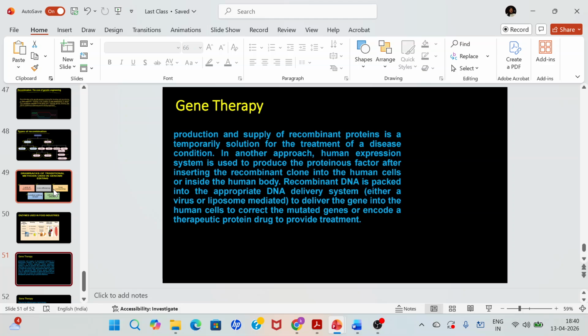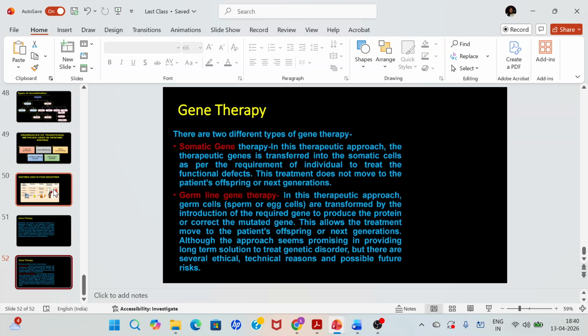Okay, gene therapy. Production and supply of recombinant proteins is a temporary solution for the treatment of a disease condition. In another approach, a human expression system is used to produce the proteinaceous factor after inserting the recombinant clone into human cells or inside the human body. Recombinant DNA is packed into the appropriate DNA delivery system to deliver the gene into the human cells to correct the mutated genes or encode a therapeutic protein drug to provide treatment.